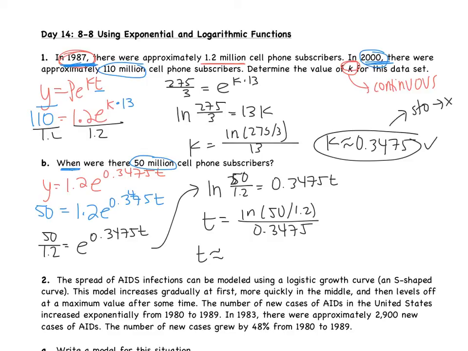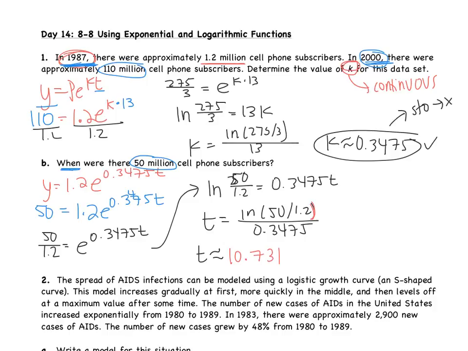Now, remember, I don't actually want you to use that 0.3475. I want you to use the x that you have stored in the calculator. So you're going to do natural log of 50 divided by 1.2. Make sure you end your parentheses after that 1.2. So make sure you end these parentheses. And then you're going to divide by x, because that's the stored value that we have. You get t to be about 10.731.